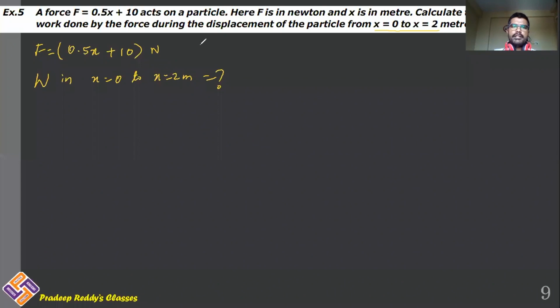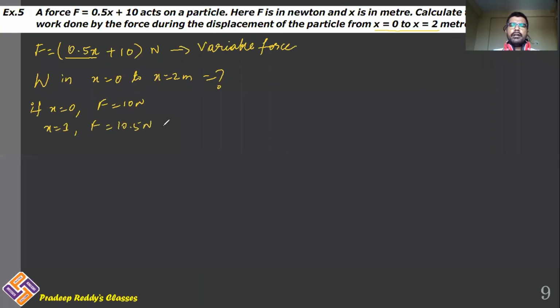As F is variable, this is a variable force. And remember, here beside this 10 there is no other term. There is no y or z. 10 is constant, and this constant should always be added to the term 0.5x. For example, if x is equal to 0, F is equal to 10 Newton. If x is equal to 1, then F is equal to 10.5 Newton. So you cannot avoid this 10 because it is constant. So always that constant should be added to the value which is variable.